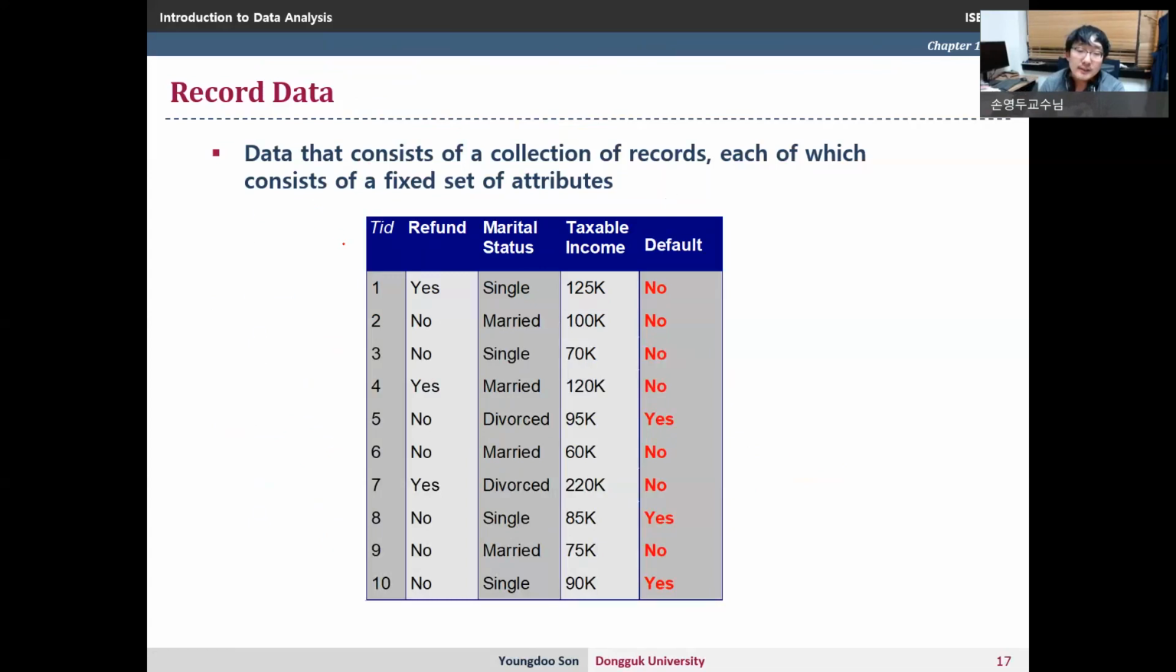So this is an example of record data. Record data consists of a collection of records, each of which consists of a fixed set of attributes. For example, this one is one record, and this one is one record, this one is one record, and they have a fixed set of attributes. Every record has the refund attribute, marital status attribute, taxable income attribute, and default attribute, of course.